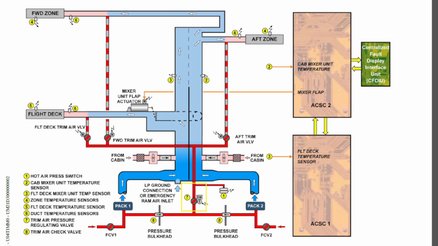The trim air pressure regulation valve is a pneumatically operated, electrically controlled valve. This electrical control is achieved using the solenoid, and in the cockpit you have a push button which says hot air. By using this push button you can energize or de-energize the solenoid to control the valve to the open or closed state.